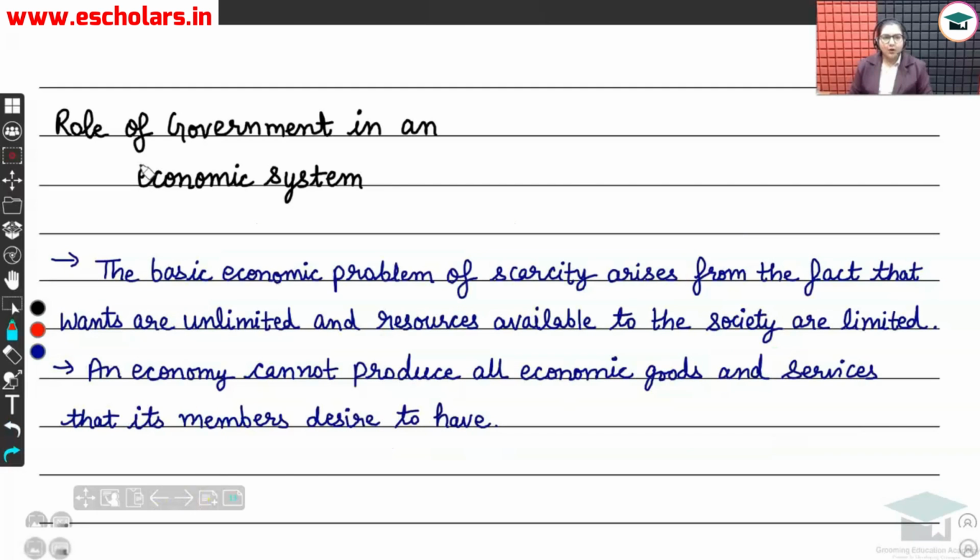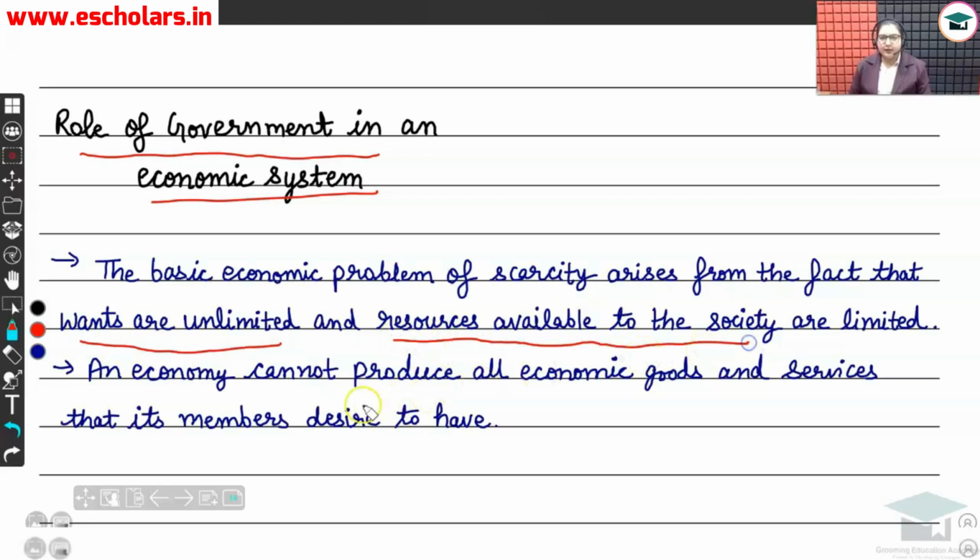Now students, although we have gone through the role of government in an economic system, here we will do a quick recall of the role of government in an economic system. See students, we already know that human wants are unlimited, and resources which are available to the society in order to fulfill their wants are limited, right? That is, the resources are less in order to fulfill our wants, right? So this gives rise to the problem of scarcity.